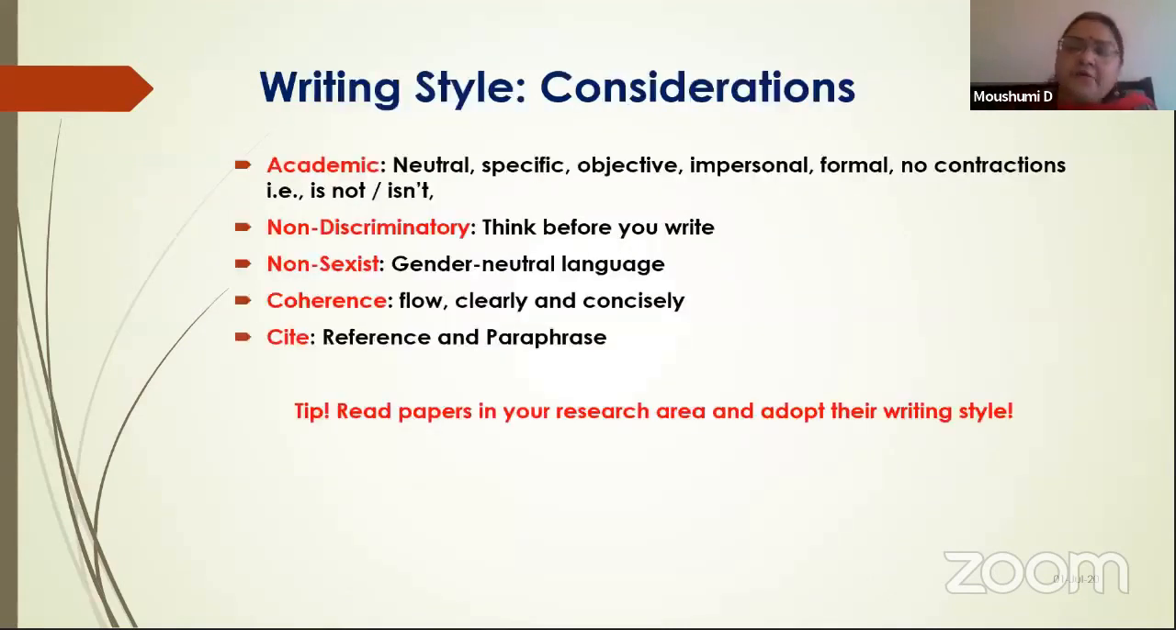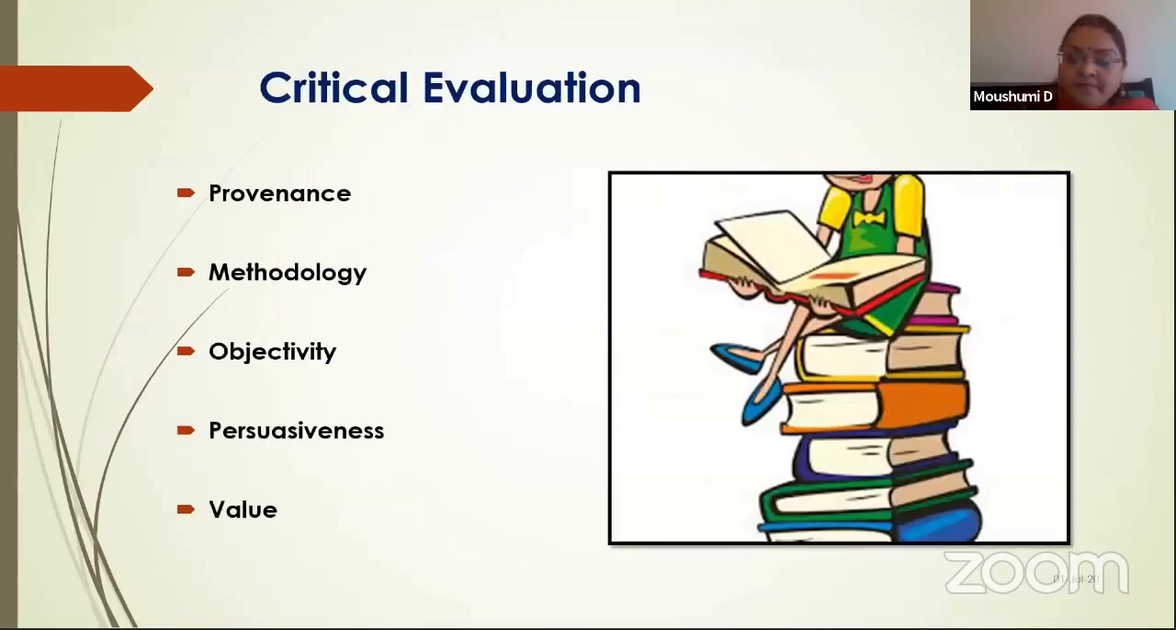There are several writing styles of a literature review. If it's academic, you have to be very impersonal, very formal. You should not use contractions like isn't, and so on. You have to be non-discriminatory and non-sexist. You have to be coherent. The flow should be proper. Citing is very, very important in a literature review.